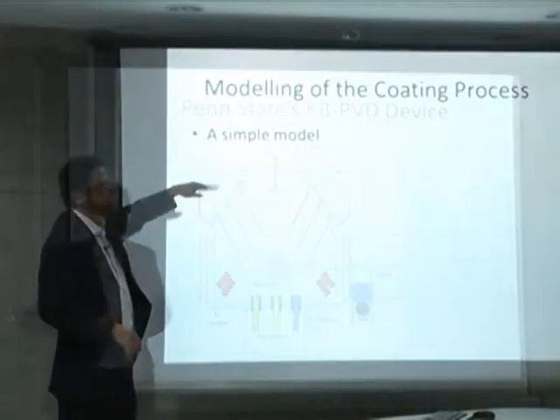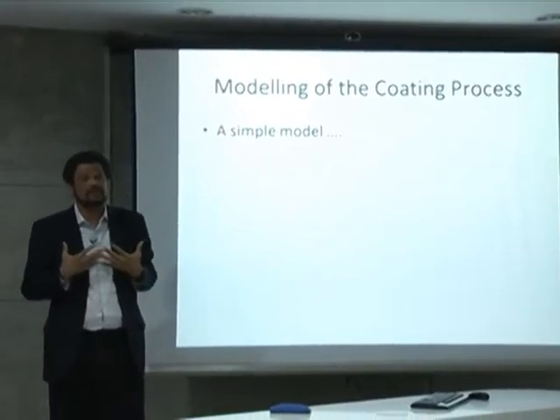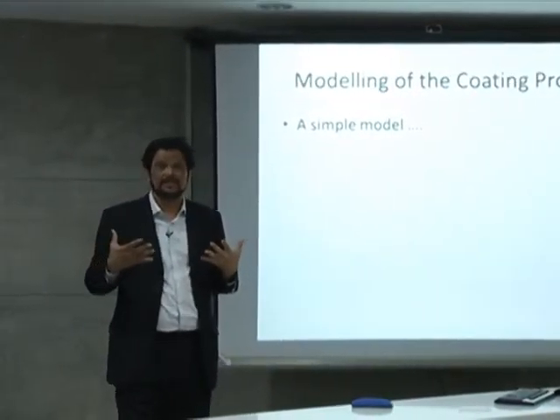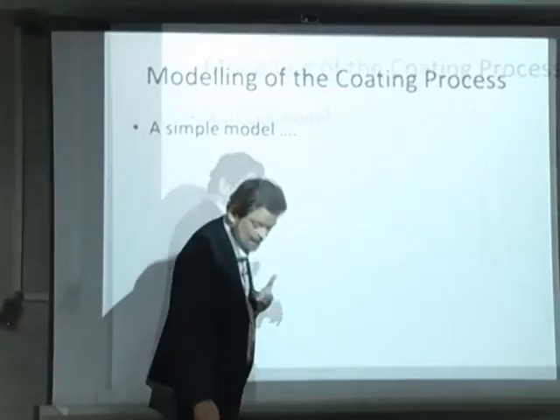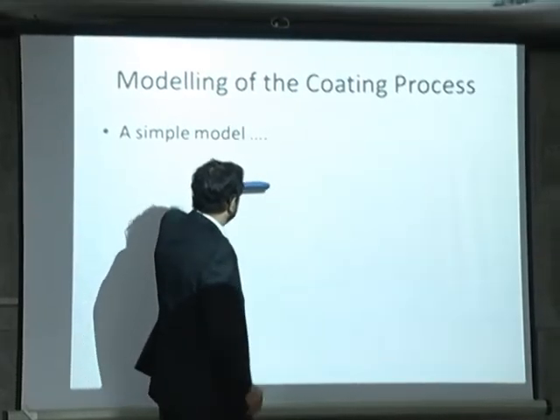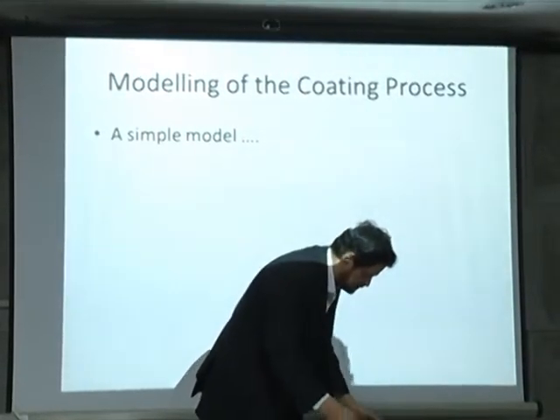That's how it works. We now want to mathematically model the process. How does this coating work? Imagine I have a surface like this, kind of a long surface, maybe like this.